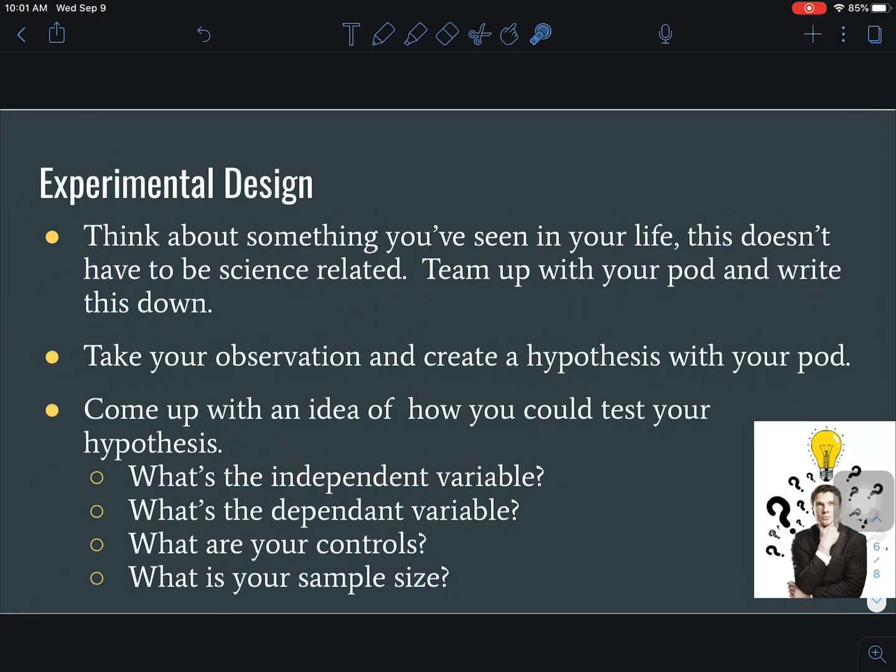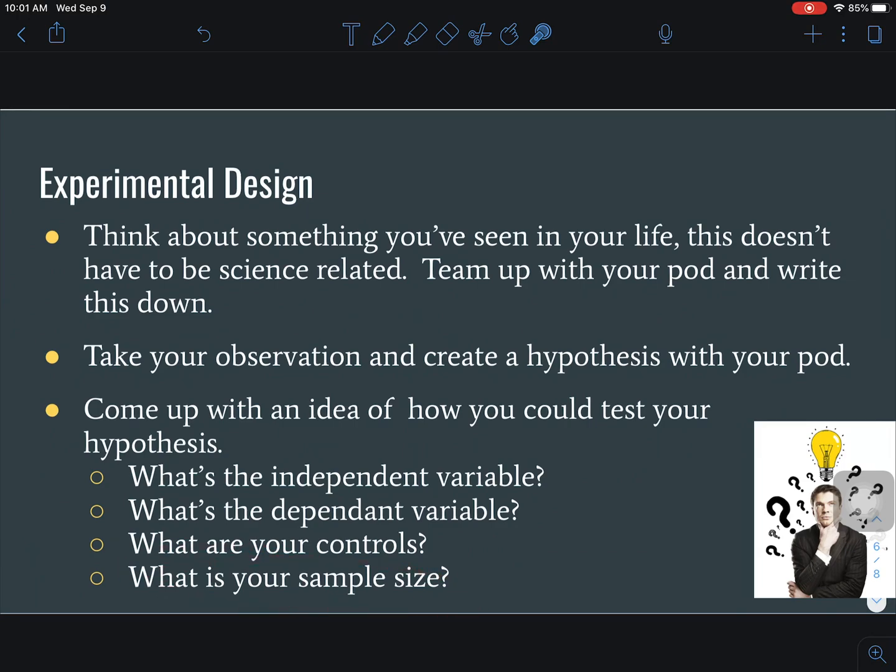What's your independent variable? What did I change? Well, in my situation, crumpled paper versus uncrumpled paper. What's the dependent variable? How long it takes to fall to the ground. What are the controls? Well, I'm going to want to use the same type of paper, the same size of piece of paper, the same color of piece of paper. I'm going to drop it from the same height. It's going to be in the same classroom with the same amount of wind. As many things as possible.